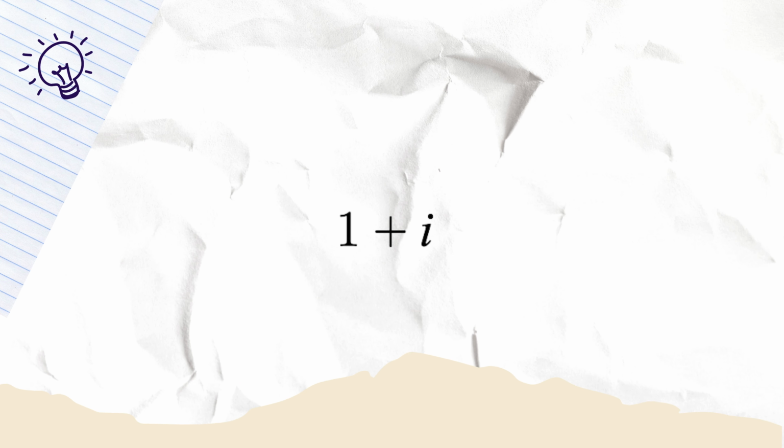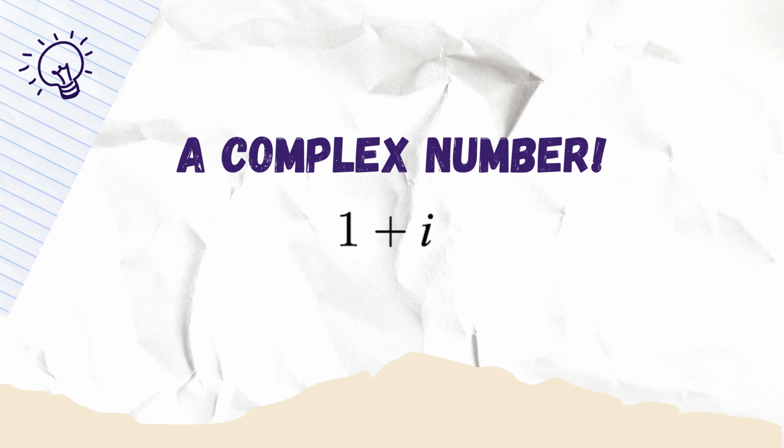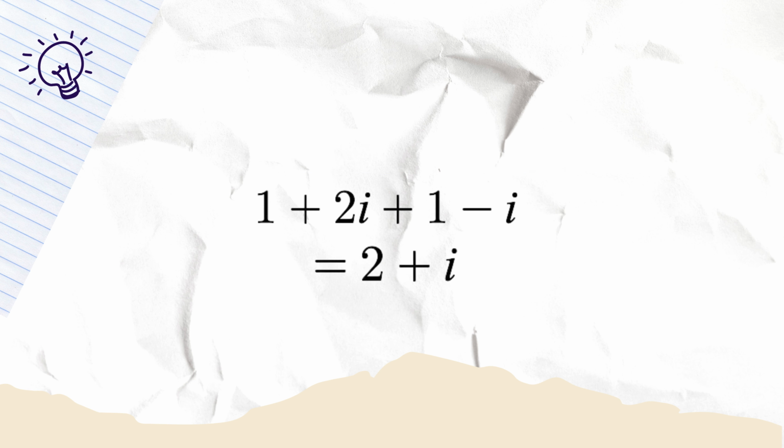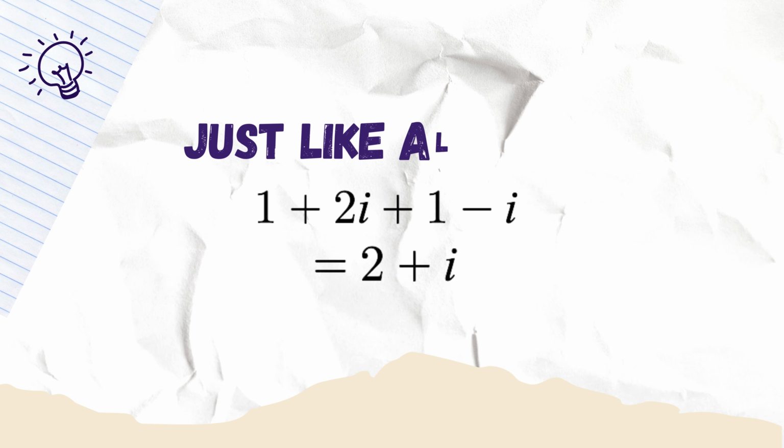Let's say we have the number 1 plus i. Let's call it a complex number. We can't simplify it, but can we work with it? It turns out you can. All the regular rules of algebra apply like normal. 1 plus 2i plus 1 minus i gives 2 plus i, the same as if that i was an x.